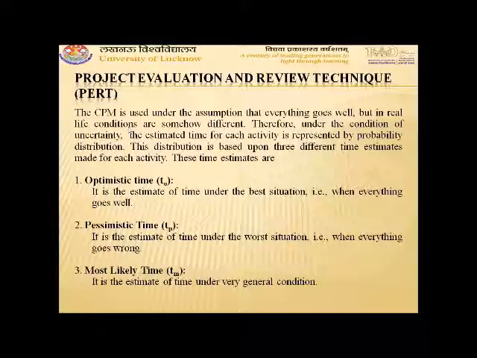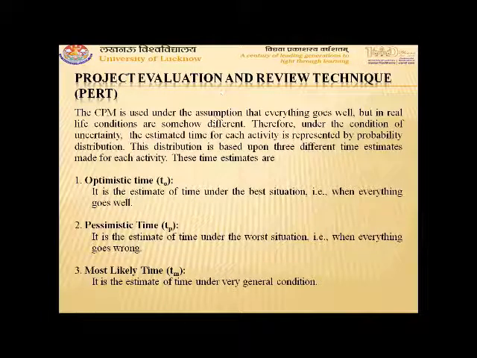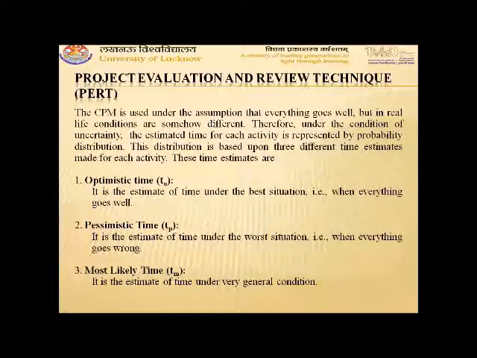Pessimistic time is the time in the worst situation. That is, for example, you are going on a road and the road is fully jammed. Then you move very slowly, and your speed will be near about 0 km/h. So in that situation, the time for reaching your destination will be very large. So in that situation, the time estimate used will be called pessimistic time.